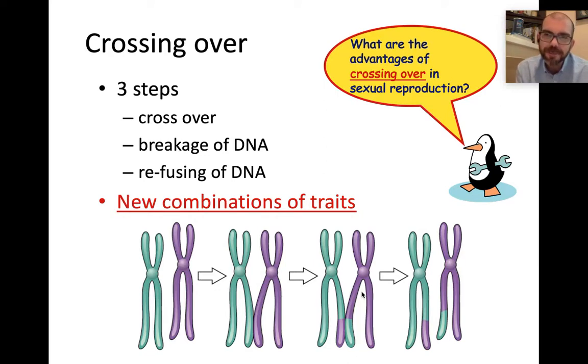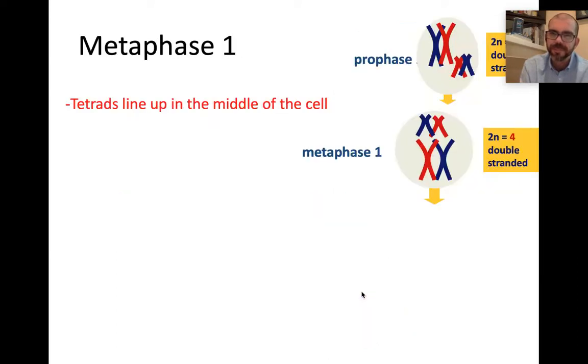Why is it a benefit? Well, take a moment. What do you think? What are the advantages of crossing over in sexual reproduction? I told you it creates diversity, but what's the advantage of that genetic diversity? Why would I want to have different genetic combinations? Hopefully you see why as this goes on. So that's prophase 1. Crossing over happens and creates diversity.